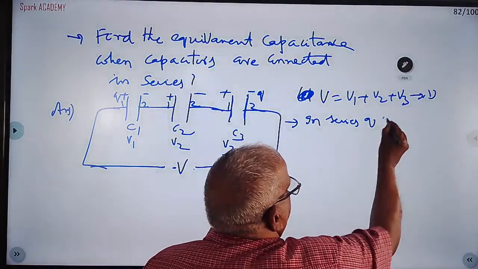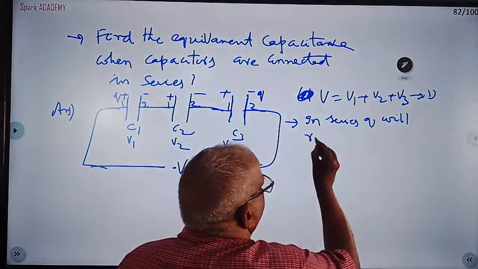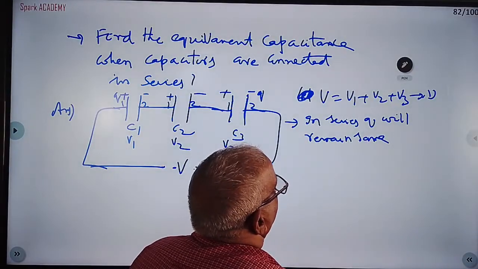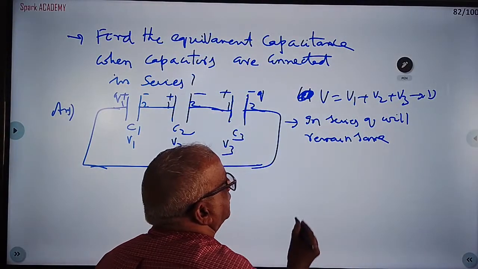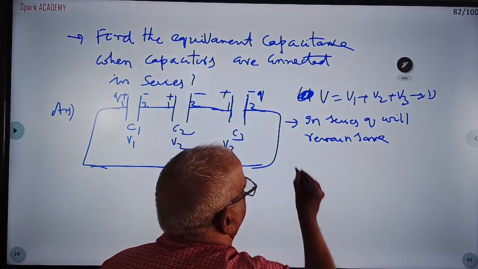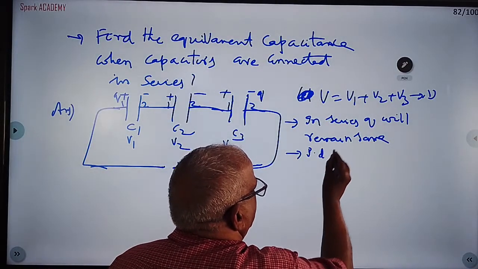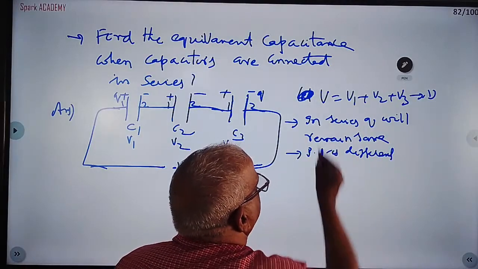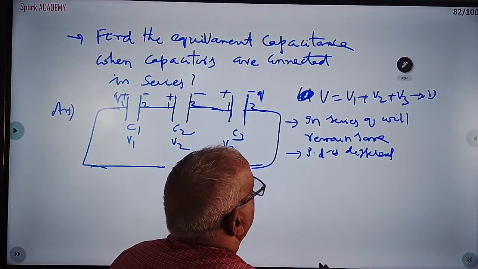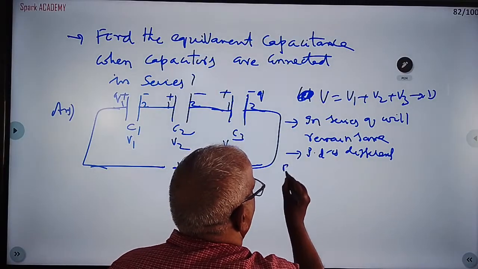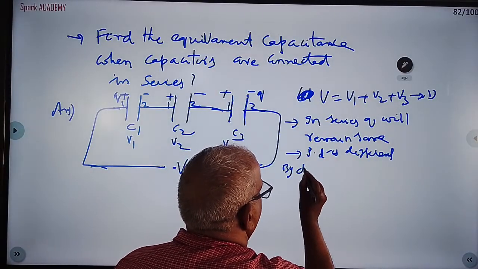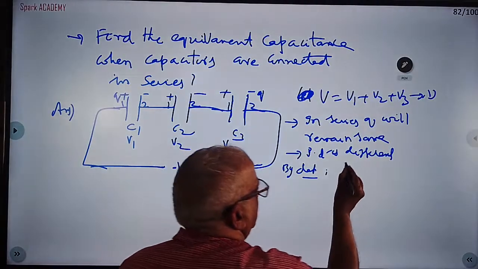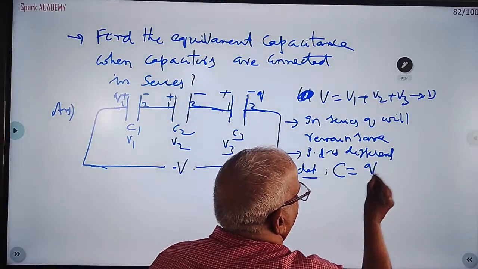Charge will remain the same. Students, I am writing this briefly. So V is different. What is different? Potential difference is different. Therefore, by definition, C is equal to Q by V.